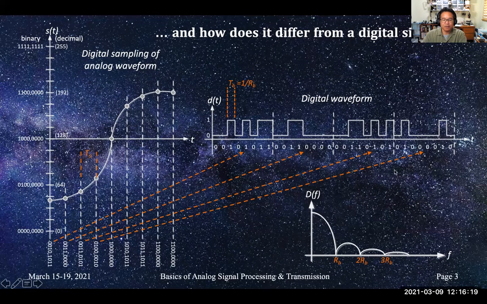So this hopefully differentiates, at least qualitatively, the difference between a digital serial stream of data, which actually only has 2 values, 1 and 0, and an analog signal where you have a continuously varying signal.